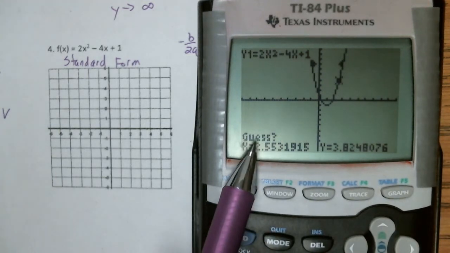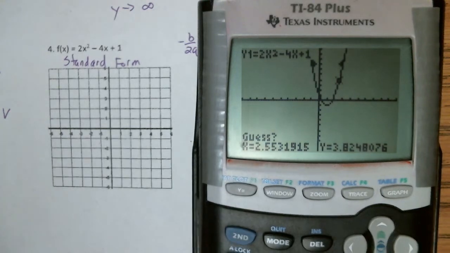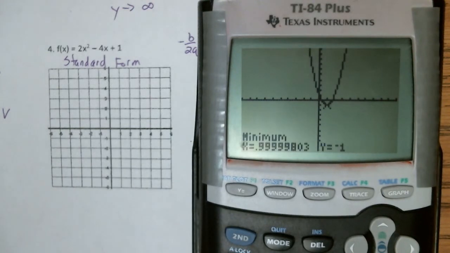Press enter. Do you want me to guess, Mr. Manice? Yes, I want you to guess. Go ahead and press enter for a third time. And there you go. There is your vertex.